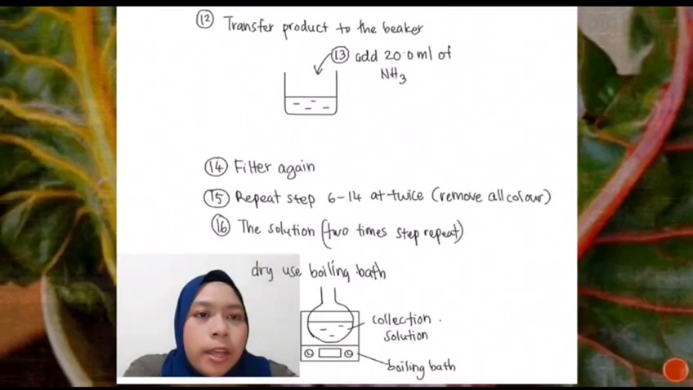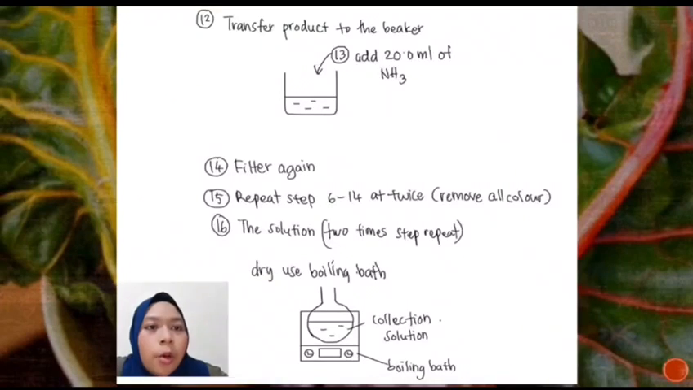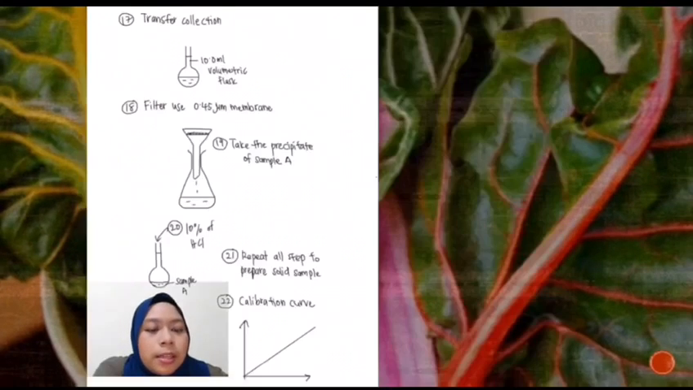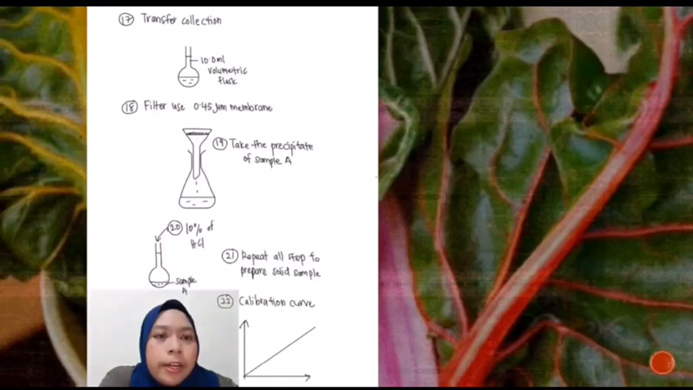The result that we get from the filter, we dry it by using a boiling water bath. Then we filter again. What we need is the precipitate, and then add 10% HCl. Repeat all steps for all the samples that we have. For analysis, we go to the calibration curve by system.